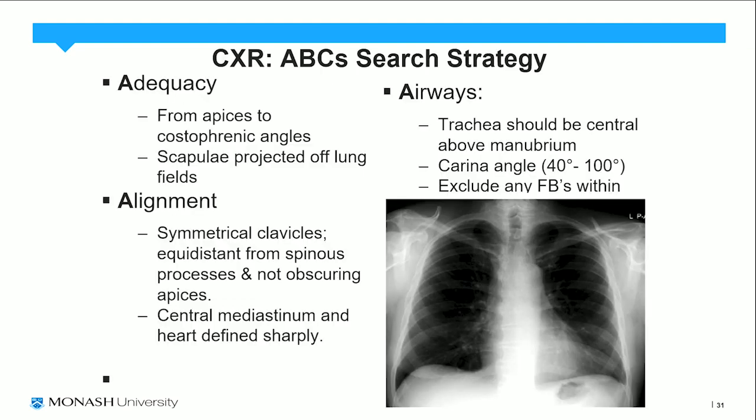So let's just quickly go through the ABC search strategy. In terms of adequacy, in terms of having the radiographic anatomy on, the PA view should have from the apices to the costophrenic angles. The lateral view also the same. On the PA view, the scapula must be projected off the lung fields.